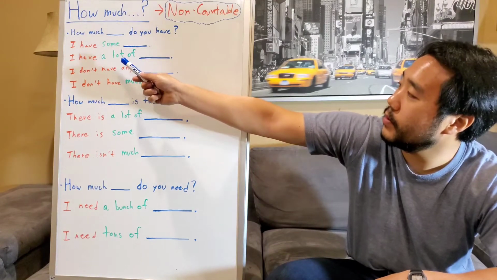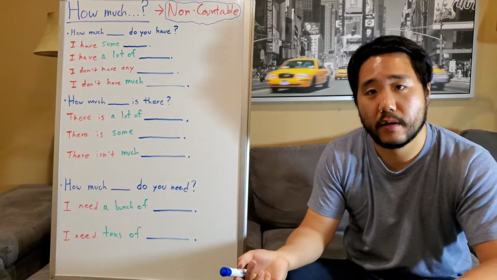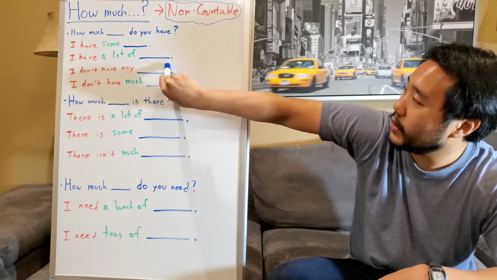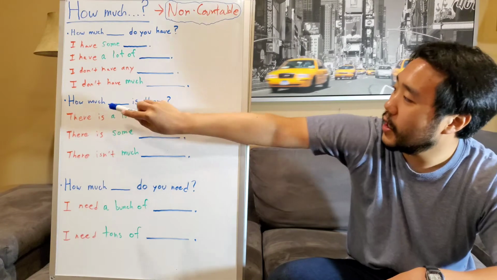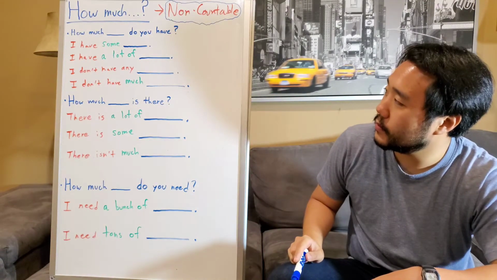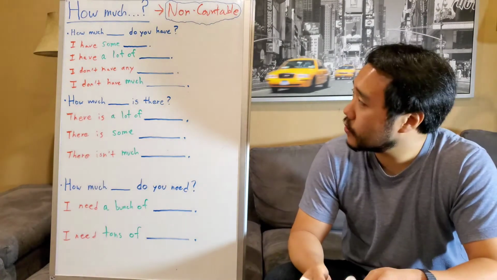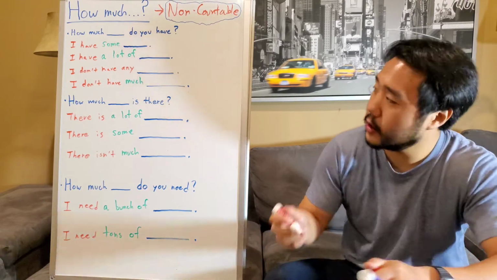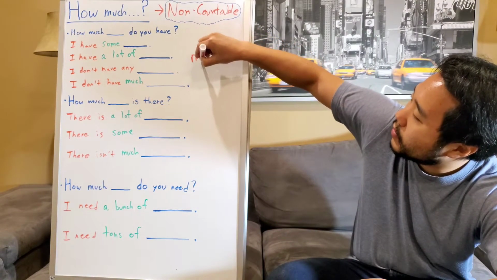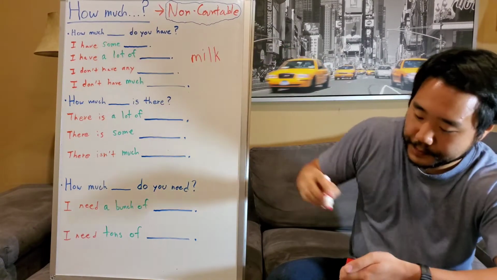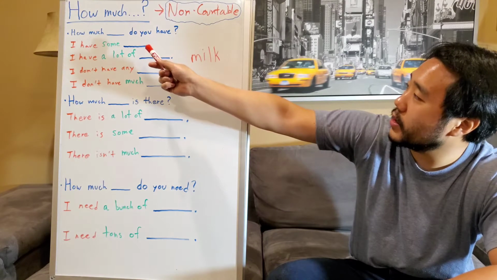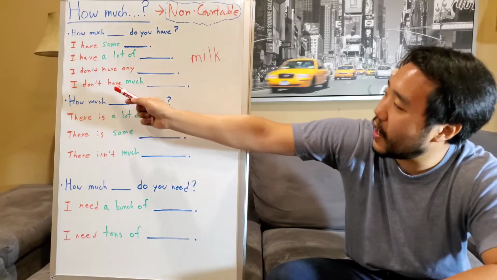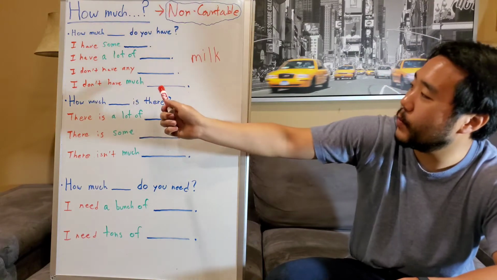I have some, and here also the green parts are quantifiers, okay? I have some blank. I have a lot of blank. I don't have any blank. I don't have much blank. So with a non-countable noun, why don't we use the word milk? So we're going to say, how much milk do you have? I have some milk. I have a lot of milk. I don't have any milk. I don't have much milk.